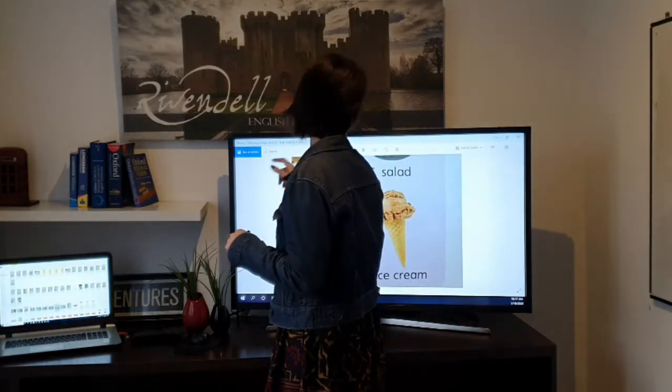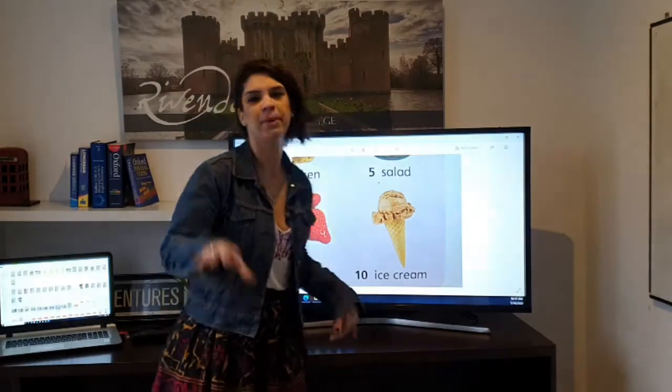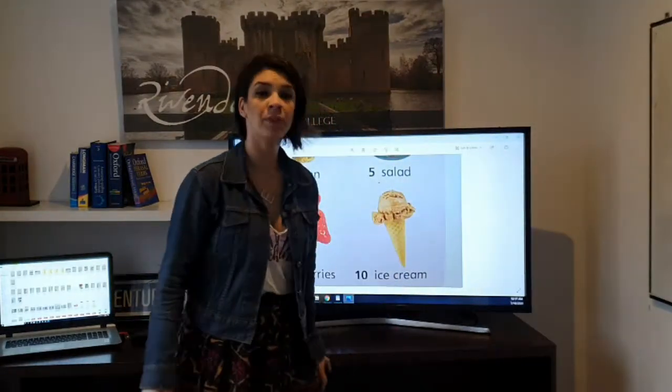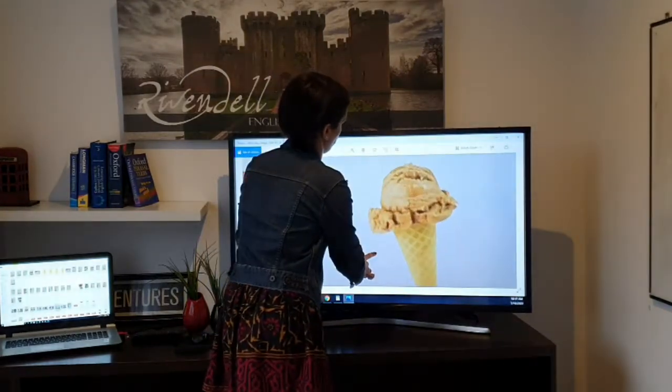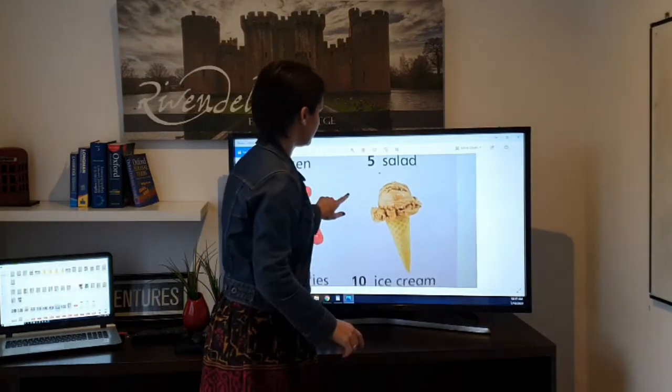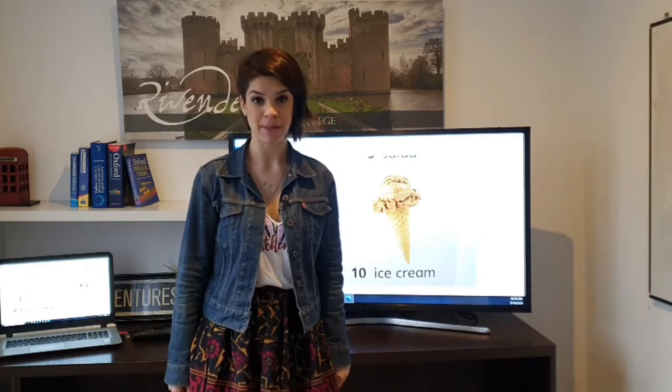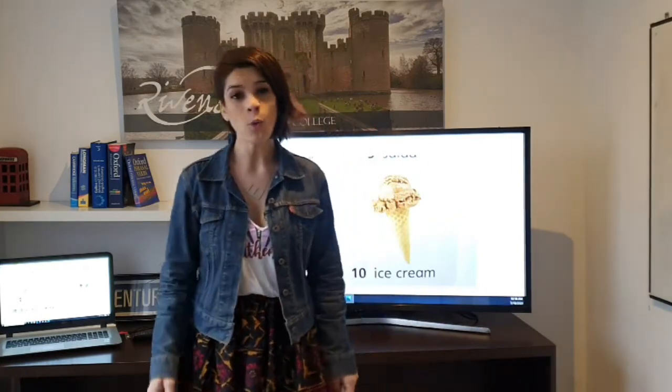Indeed, this is number 10, but don't look at the numbers, okay? Just take a look at the photo. Look. What about this? This is ice cream. Ice cream. Come on, repeat. Ice cream. So the question is, do you like ice cream? I love ice cream.